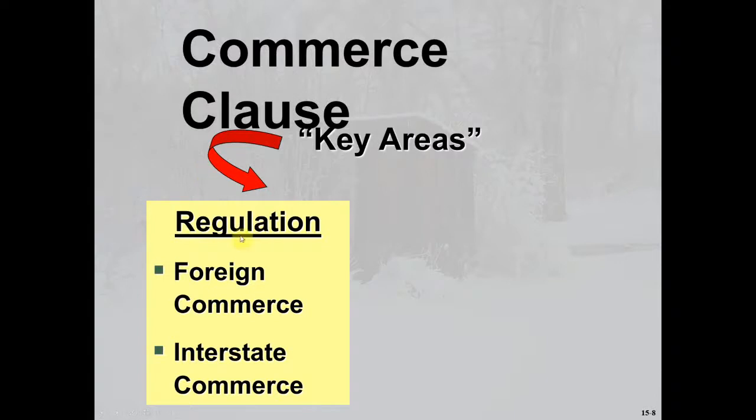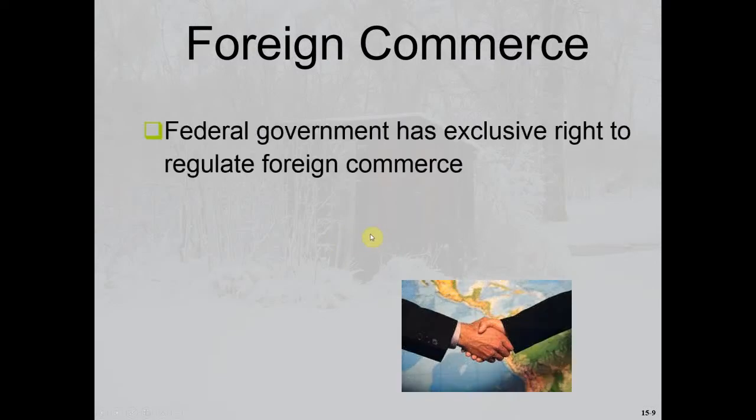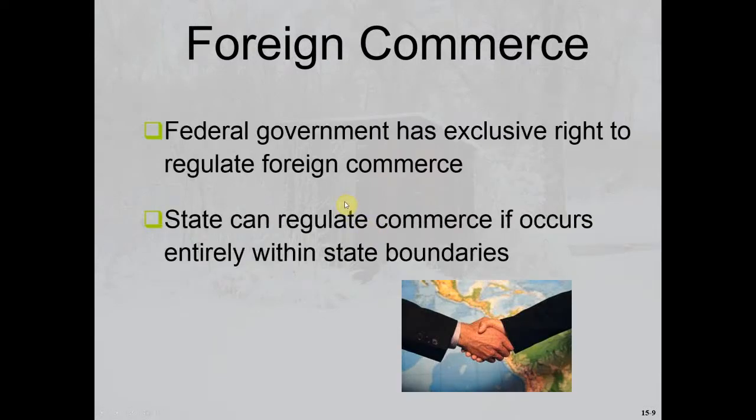Key areas, of course, are regulation of foreign commerce, how it comes in, how we inspect it, what's required, on and on, but also interstate commerce, so commerce that goes between states. There are some limitations. States are granted fairly broad powers as well, including rights to tax, with some limitations. There are limits both to state police power and their right to tax, and we'll talk about those. The federal government has exclusive right to regulate foreign commerce. They can embargo things, they can put on tariffs, they can do all kinds of things.